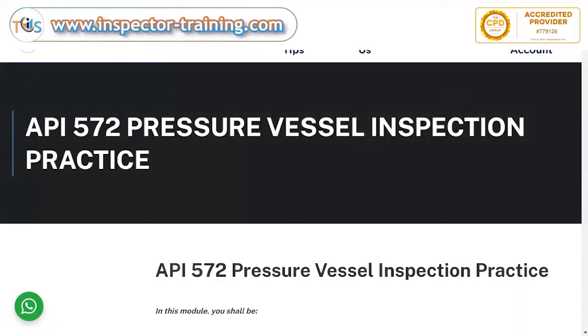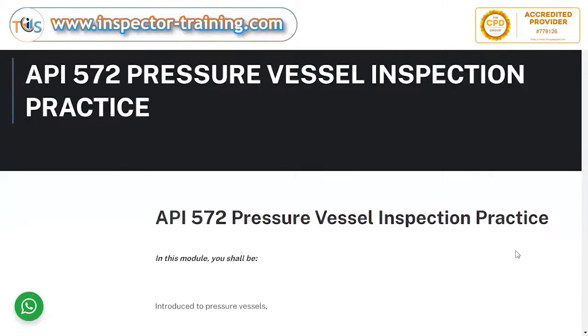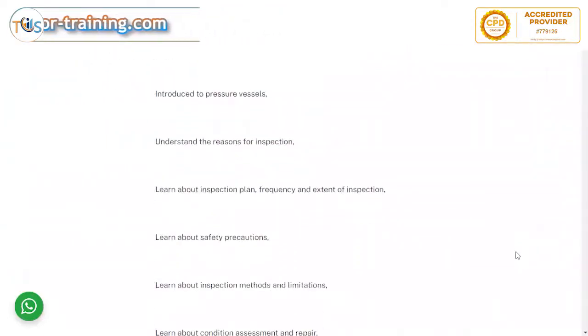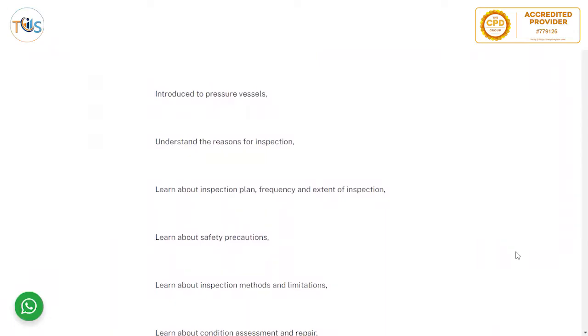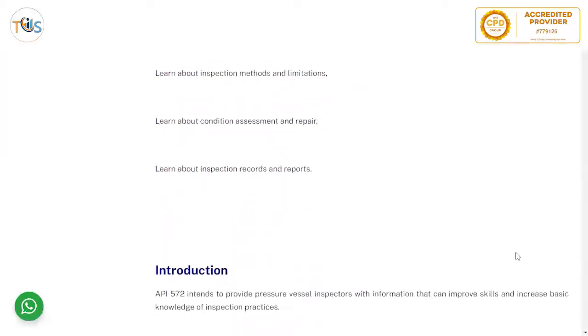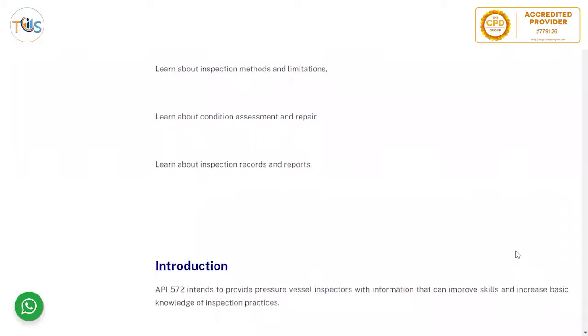Pressure vessel inspection practice according to API Recommended Practice 572. In this module, you shall learn about: an introduction to pressure vessels, understanding the reason for inspection, the inspection plan, frequency, extent of inspection, safety precautions, inspection methods and limitations, condition assessment and repair, and inspection records and reports.